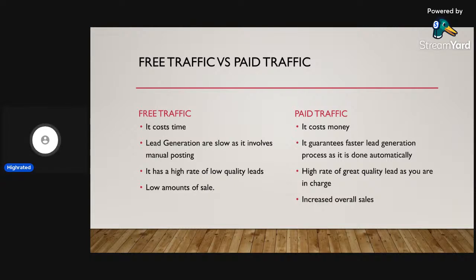Free traffic, they call it free traffic, but it costs time, which means it is not free. In fact, nothing is free in this world. Trust me, you are paying one way or the other. There is no free lunch anywhere, not even in Freetown. You pay for your lunch. So if you are not paying with money, you are paying with your time. That is it with free traffic.